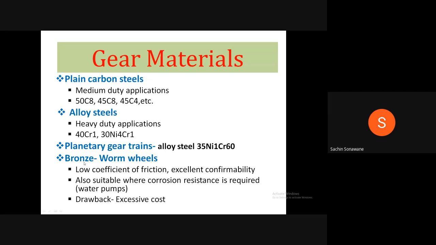That is, if the speed reduction ratio increases beyond 1:50 or 1:60, due to this heavy speed reduction, a lot of heat is generated. Therefore, the material should withstand that heat, or the thermal stresses generated due to heat. Therefore, to withstand that heat or thermal stresses, this bronze material is used, due to its properties such as low coefficient of friction and excellent conformability.